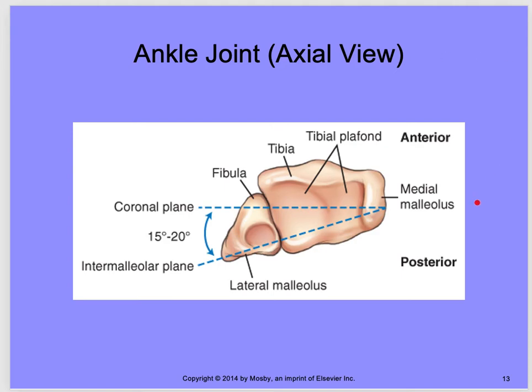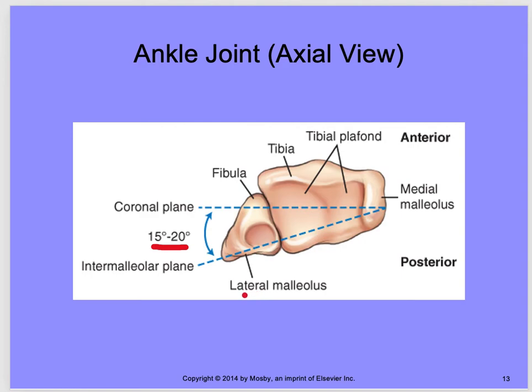So our ankle joint, this is anterior and this is posterior. So we're looking directly into that joint, okay? So this is your tibia, this is your fibula. So we're looking at it as if we were the talus looking up. So this is your tibial plafond, which sits on top of that mortise joint. This is your coronal plane. And that's why we're saying that we need to turn that foot about 15 degrees to see that open mortise joint.